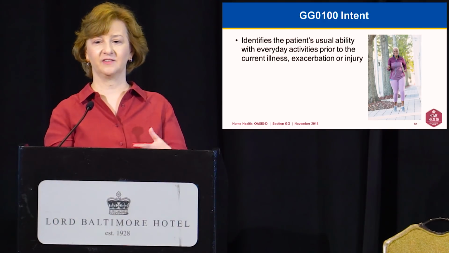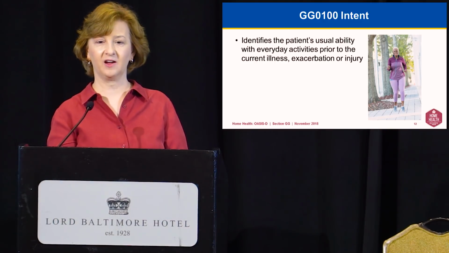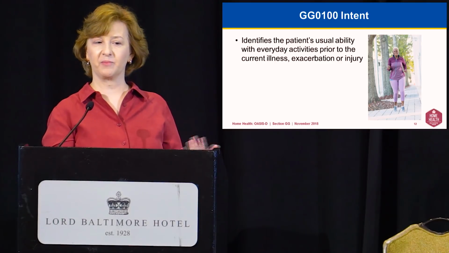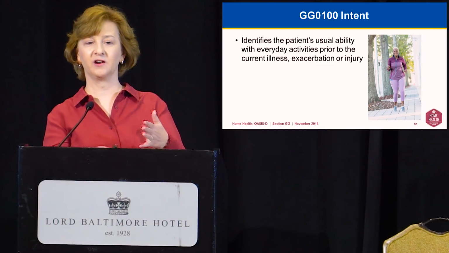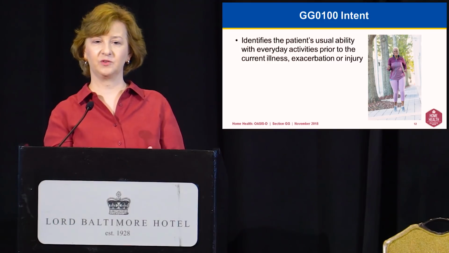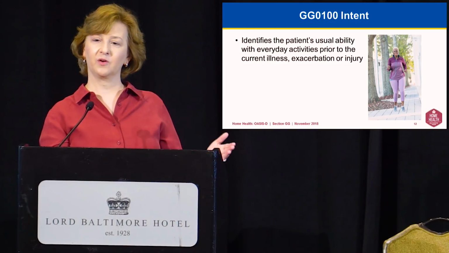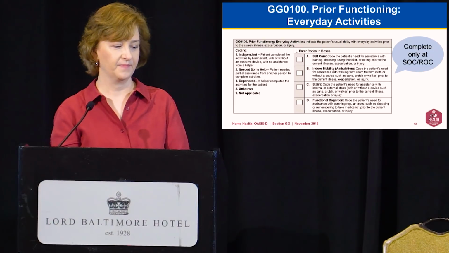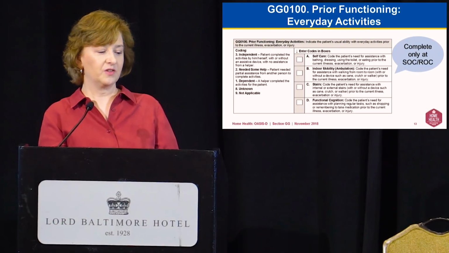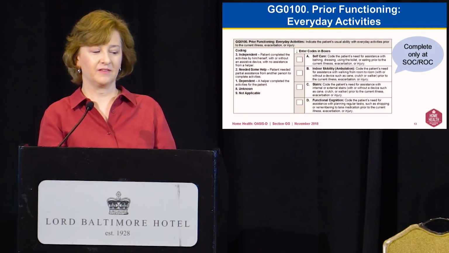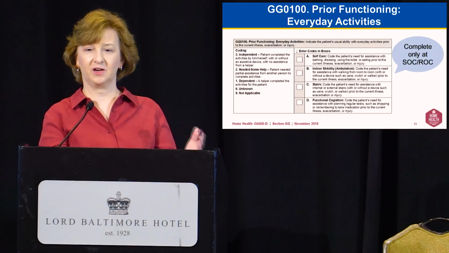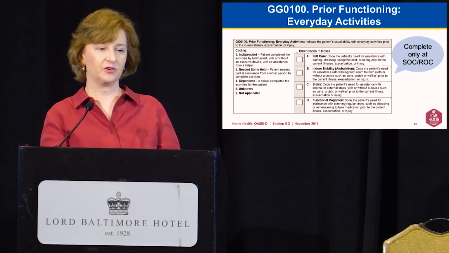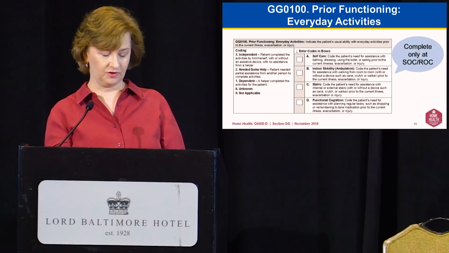the current event that triggered the need to receive care in home care, or perhaps the person was admitted to acute care and then came to receive care in home care, and so this would be the time prior to the acute care stay. As I mentioned, this is completed only at SOC and ROC because the information, again, refers to the time prior to the current illness, exacerbation, or injury.